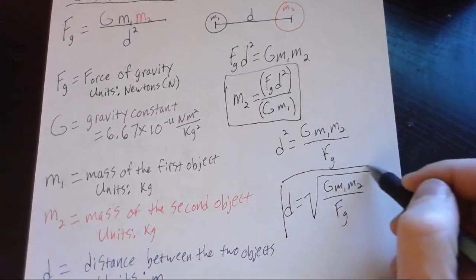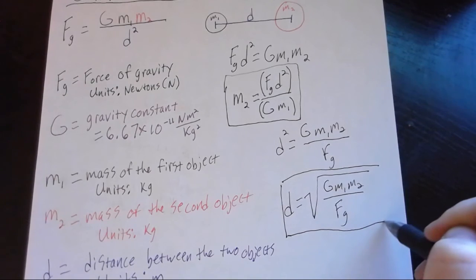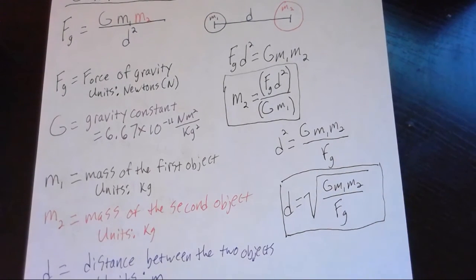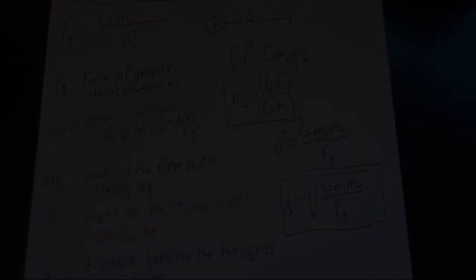Make sure that the multiplication in the numerator occurs before the division and that the entire equation is square rooted at the end.